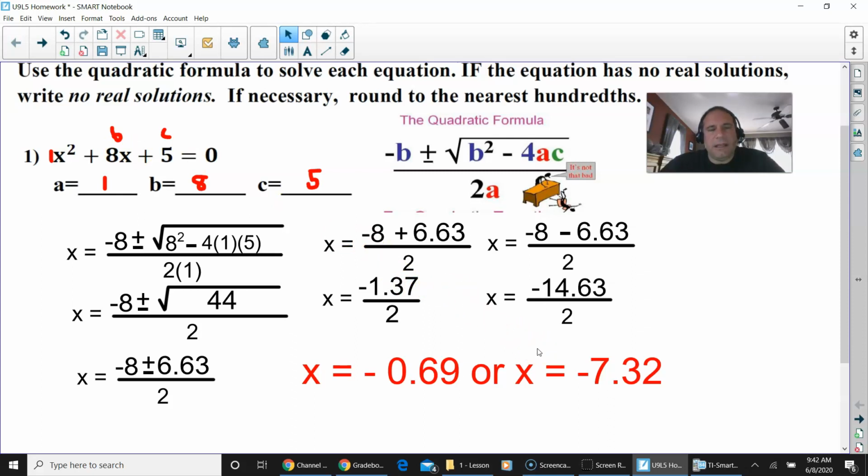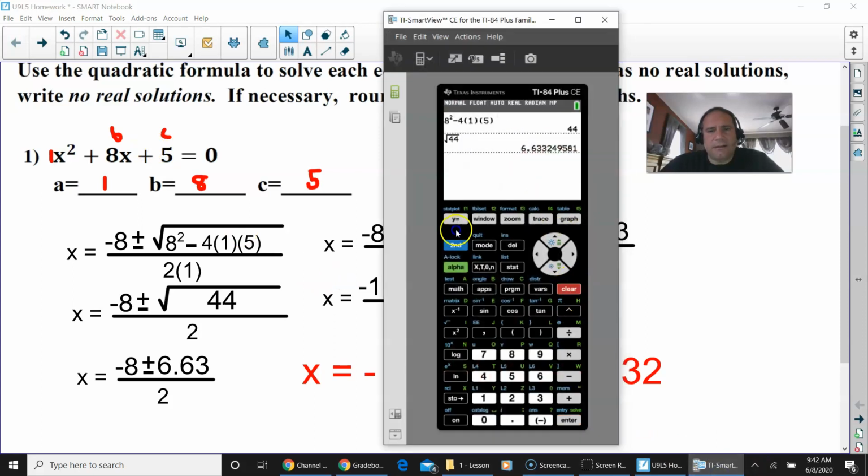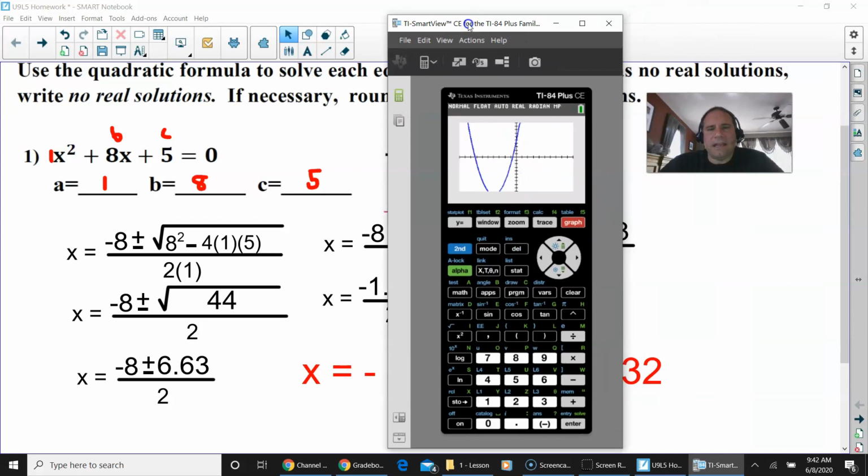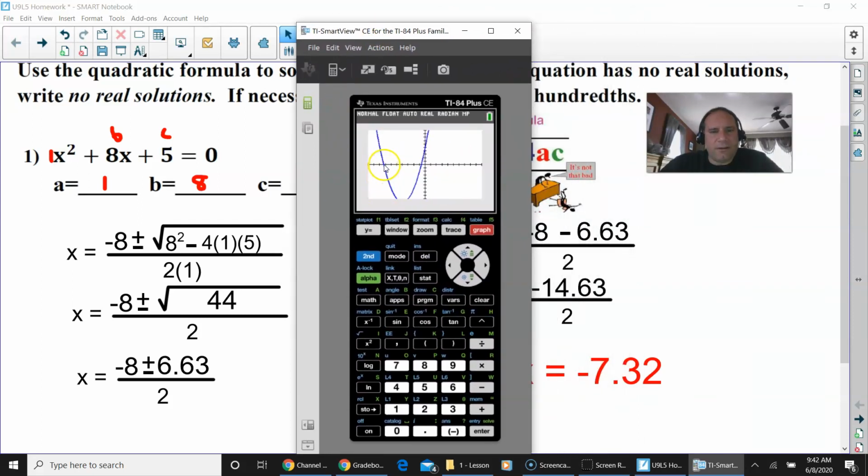All right. Again, you could go ahead and use your calculator. Just put this in. So if you bring up the calculator, it's x squared plus 8x. That's why it's so difficult to do this by just factoring. It's ridiculous. Right here is the negative 0.69, and negative 7.32 would be right about here.